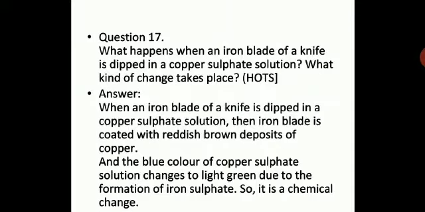Question number 17. What happens when an iron blade of a knife is dipped in copper sulfate solution? What kind of change takes place? It's the same question as when you dip an iron nail in copper sulfate. Here you are dipping an iron blade. When an iron blade of a knife is dipped in a copper sulfate solution, the iron blade is coated with a reddish brown deposit of copper. The blue color of the copper sulfate changes to light green due to the formation of iron sulfate. So it's a chemical change. This we have already discussed with the iron nail. Here they only replace it with an iron blade.